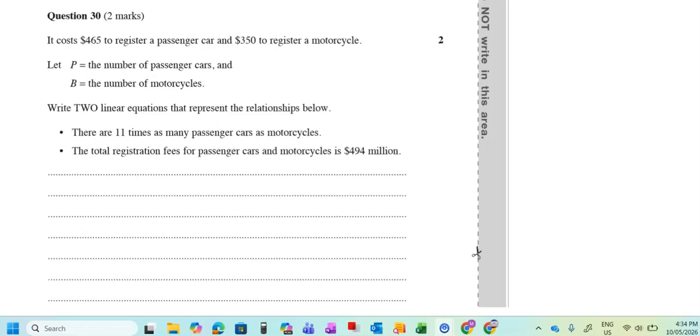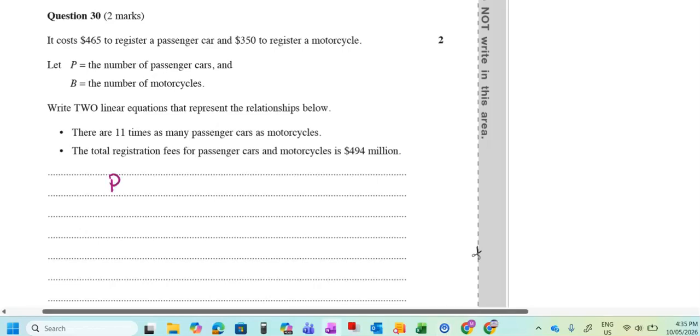Okay, so if there are 11 times as many passenger cars as motorcycles, we know that P is much, much bigger than B, and in fact P is 11 times B. And so our first relationship is simply that, P equals 11 times B.